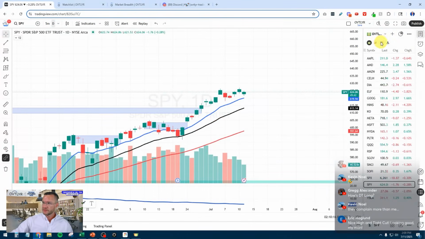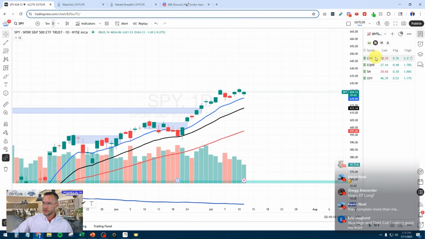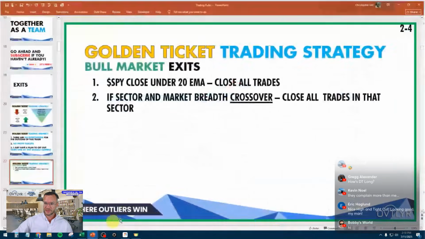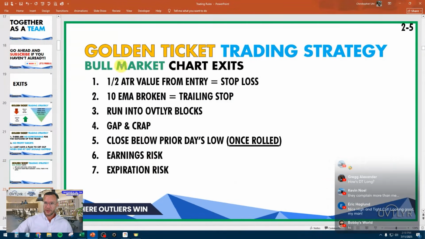I am in energy sector stocks only right now. I'm in Civi, EQNR, SM, and Oxy. These are the only 4 stocks that I own at the moment, and we could be owning 2 more stocks in just a couple minutes, so stay tuned for that. Next, are there any chart exits? Now we need to go through each one of these and see where we need to make changes.